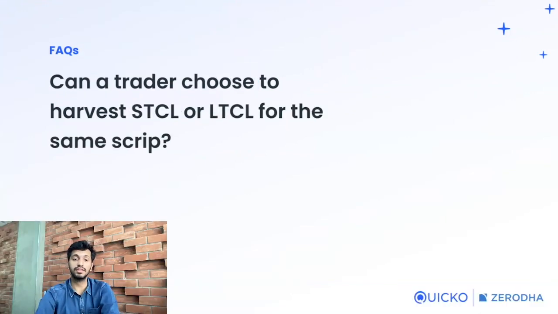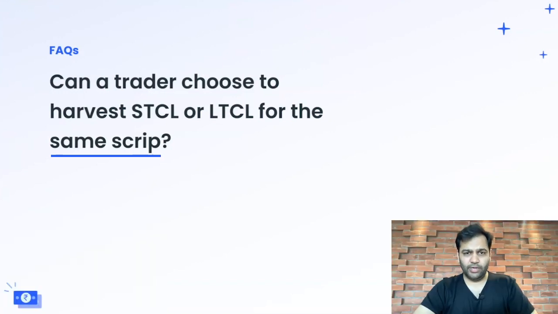There's one question that came through quite poignantly, which was, can a trader choose to harvest short-term capital losses or long-term capital losses for the same scrip? Absolutely. Like we saw in the example in the simulator with the Bharti Airtel instance, I was able to harvest the losses from the same scrip, and if I happen to have realized gains from the same scrip, I can of course set them off against each other. So there is no rule around scrip. However, the only rule is you have to do it in a first-in-first-out manner, scrip-wise, right? So you will have to liquidate the oldest positions first.